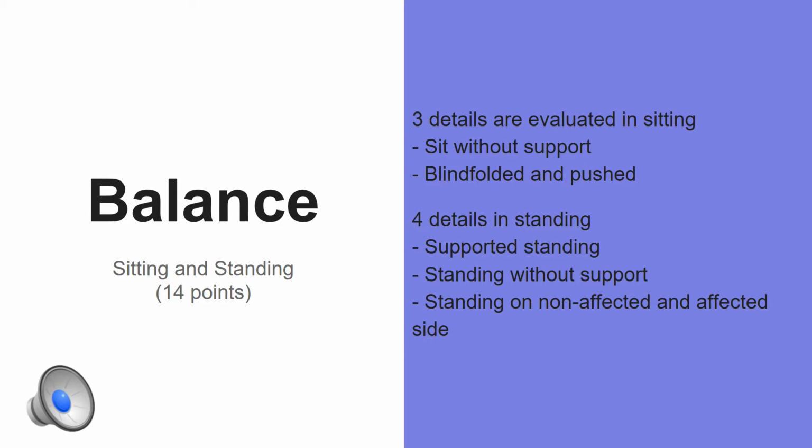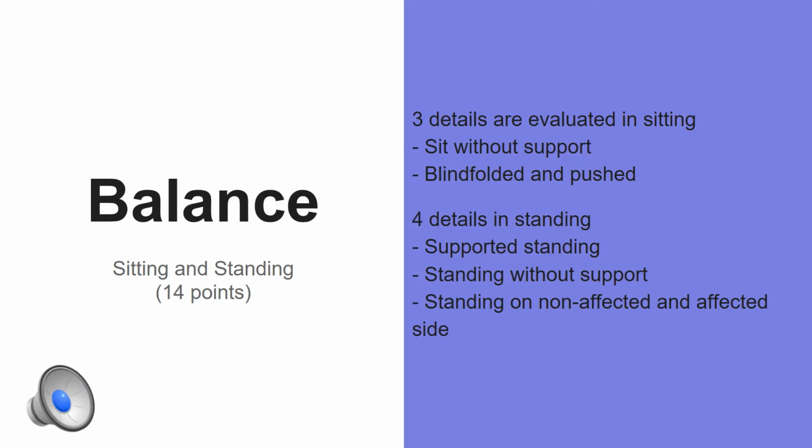The third subscale, balance, measures sitting and standing to receive a maximum of 14 points. 3 details are evaluated in sitting, which include sit without support and maintain position, and a parachute reaction of non-affected and affected sides separately while the patient is blindfolded and pushed. And then 4 details in standing, which include supported standing, standing without support, and standing on non-affected side and affected side.